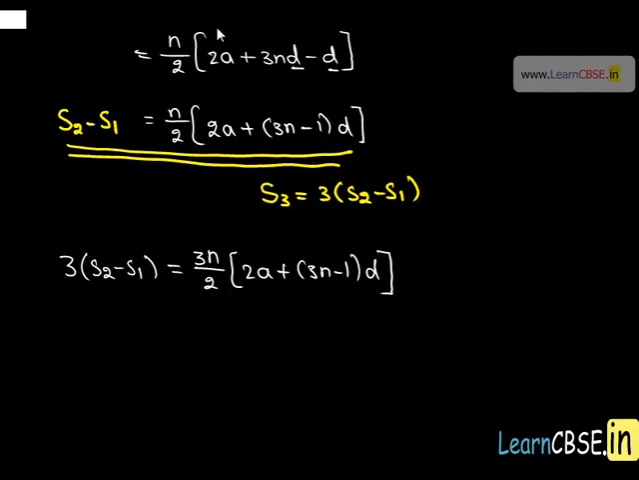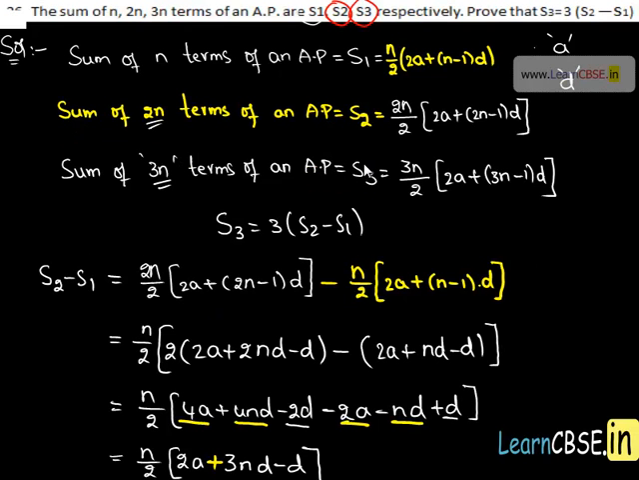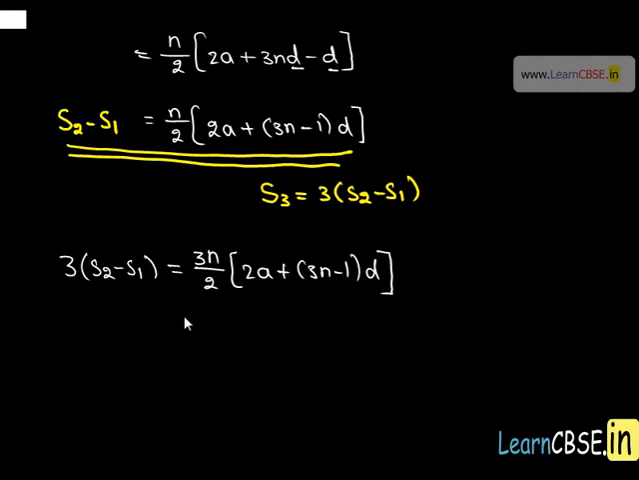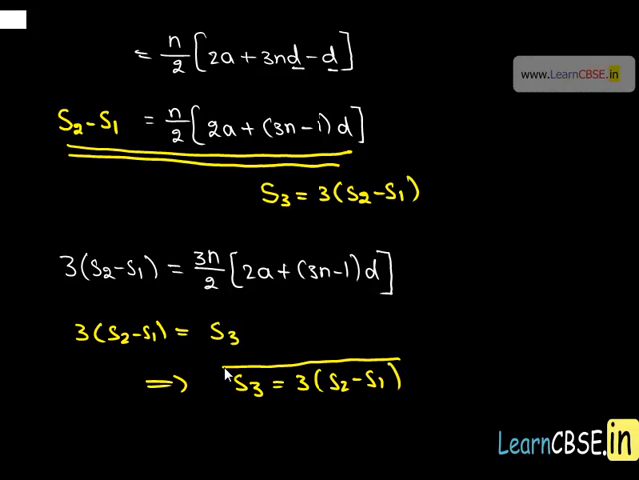It is exactly equal to S3. What we have as S3? S3 is 3n upon 2 times 2a plus 3n minus 1 times d, which is equal to S3. On rearranging, we get S3 is equal to 3 times of S2 minus S1. Hence, the given relation is proved.